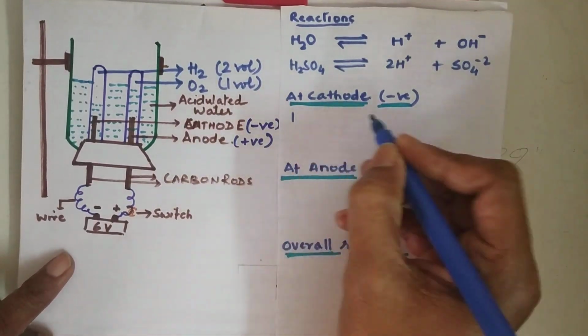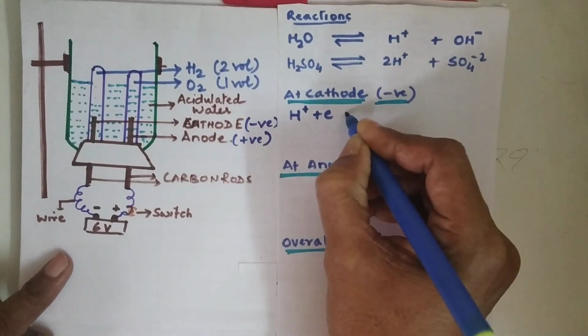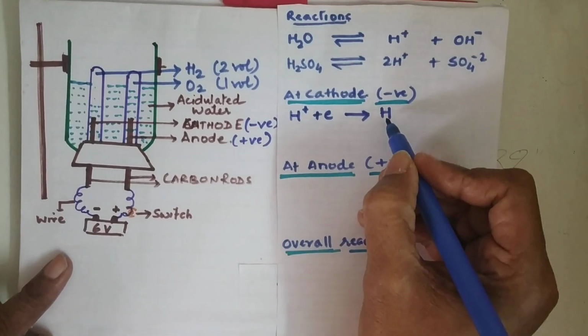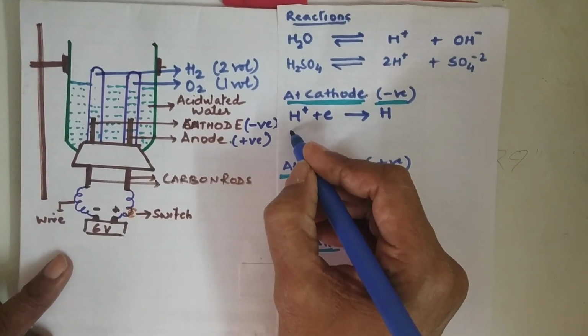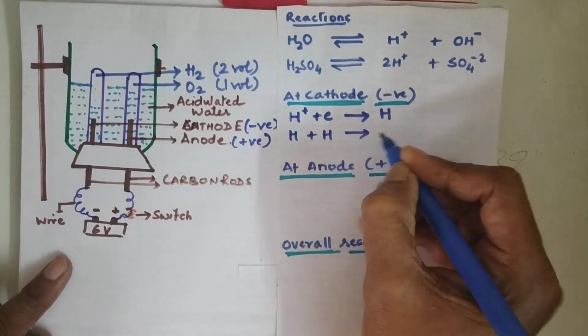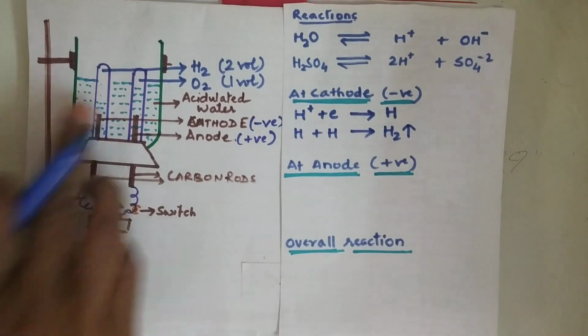So what happens at the cathode? These H+ ions will gain electrons. Each H+ gains one electron to form a hydrogen atom. But we already know that a hydrogen atom does not exist on its own. So two such hydrogen atoms will combine to form a hydrogen molecule, which will be obtained in the form of a gas at the cathode.